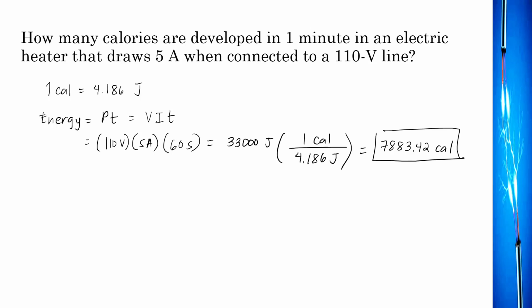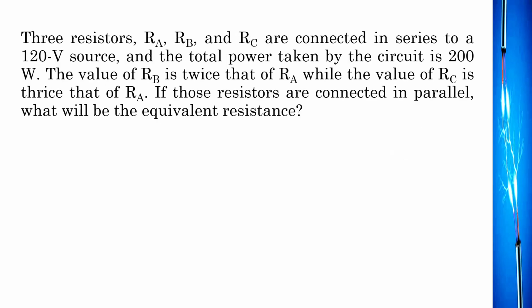Okay. Now, let's proceed to our next items. Three resistors, RA, RB, and RC are connected in series to a 120 volt source, and the total power taken by the circuit is 200 watts. The question is, if the value of RB is twice that of RA, and the value of RC is thrice that of RA, what will be the equivalent resistance if those resistances are connected in parallel? So first, let's analyze the problem using the series circuit, since we have three resistances in series.